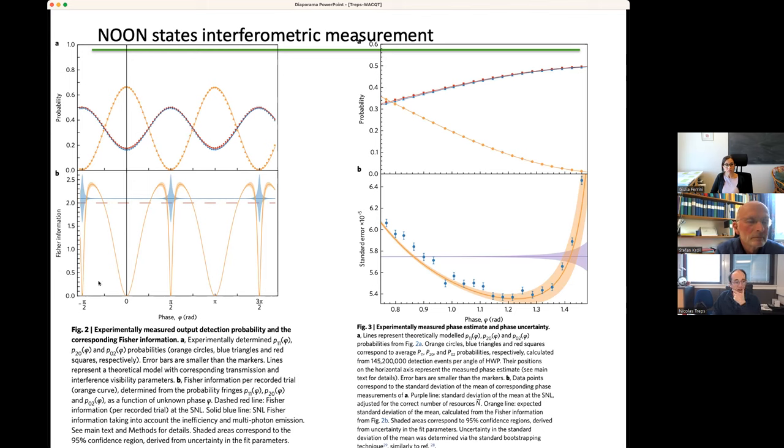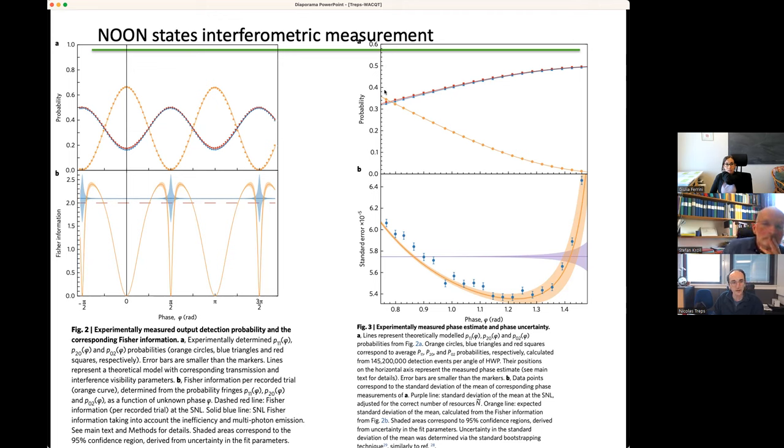And the curve below is the Fisher information calculated from these probabilities in a range. And in red here, you have the Fisher information for the shot noise limit. And in blue, it's a bit more advanced curve, taking into account all the experimental specificities, losses, and so on, still for the shot noise limit case. And what you see on the right, in fact, is a zoom from the left curve, but around this position here, so just below pi over 2.